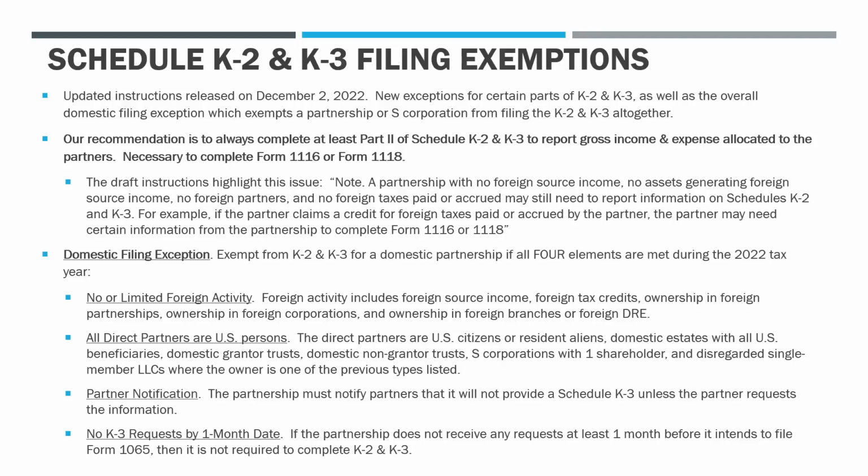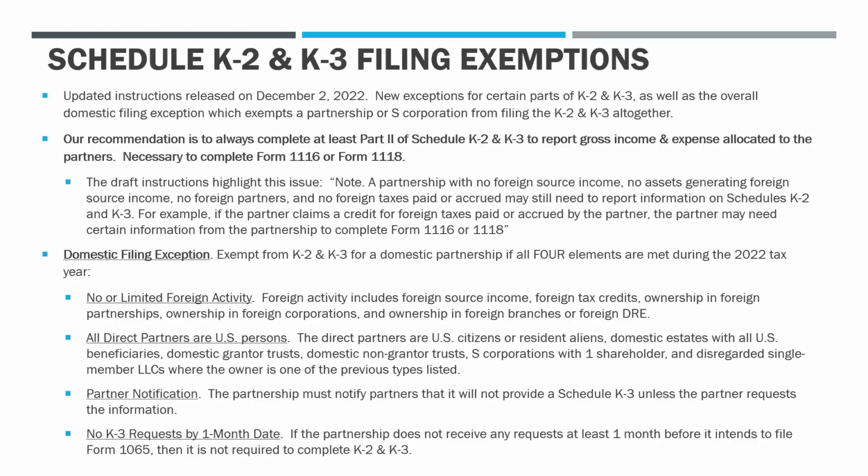But for this video, I want to cover the exception. They've updated the instructions in December, which provides a little more relief in a couple of ways. It's important to note that the instructions provide some exceptions for certain parts. And then there's the domestic filing exemption, which exempts you from having to do any of it. So it's really important that we draw the distinction here. The domestic filing exception means that if you qualify, you don't have to do any of it.